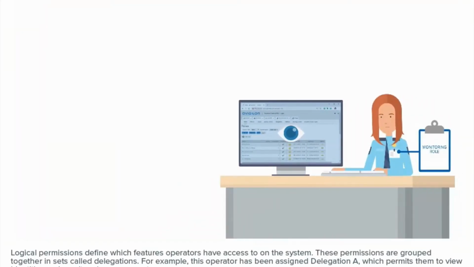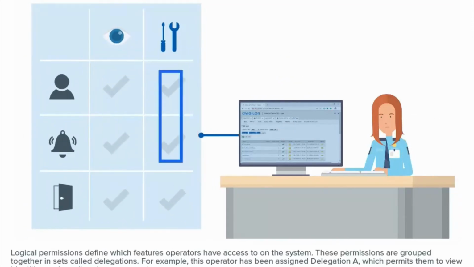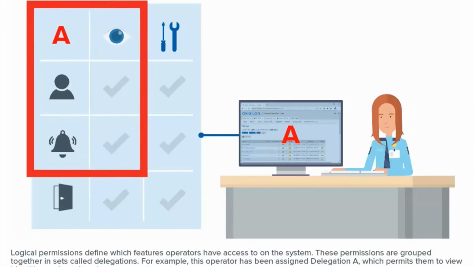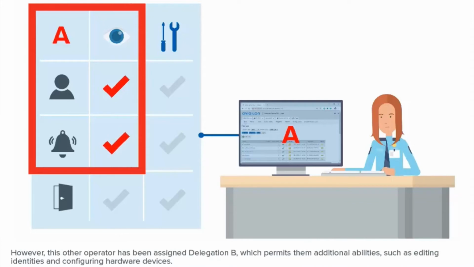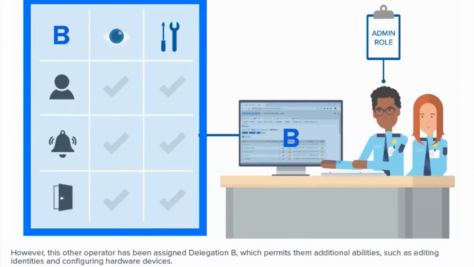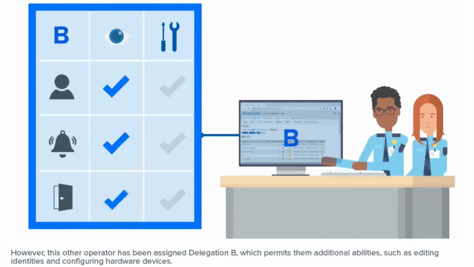Logical permissions define which features operators have access to on the system. These permissions are grouped together in sets called delegations. For example, this operator has been assigned Delegation A, which permits them to view identities and monitor alarms or events. However, this other operator has been assigned Delegation B, which permits them additional abilities, such as editing identities and configuring hardware devices.